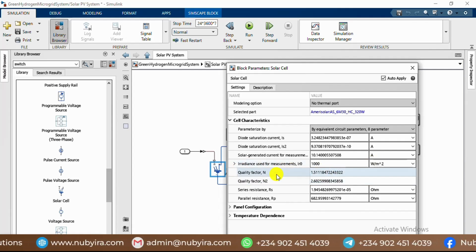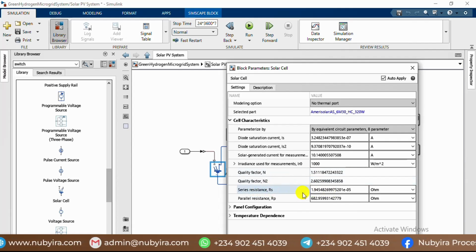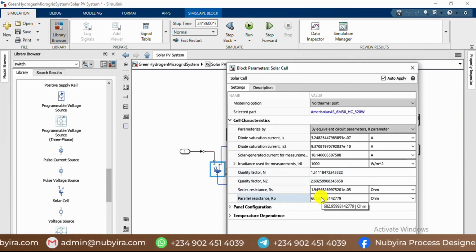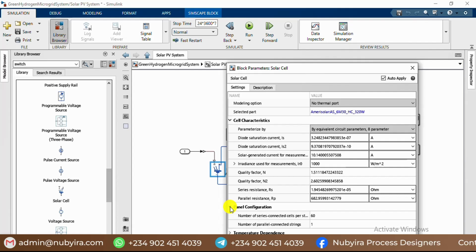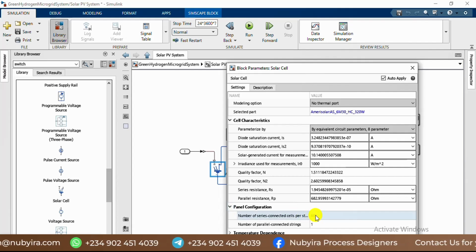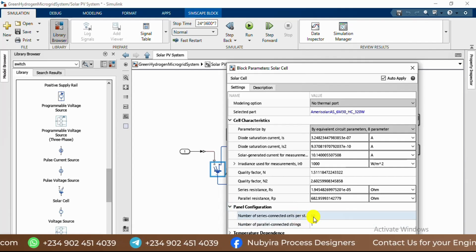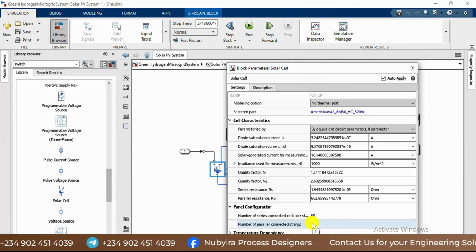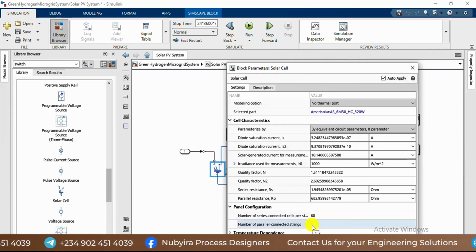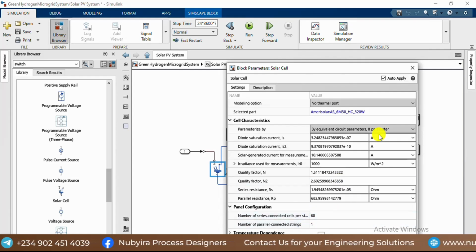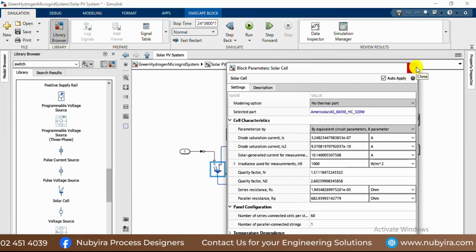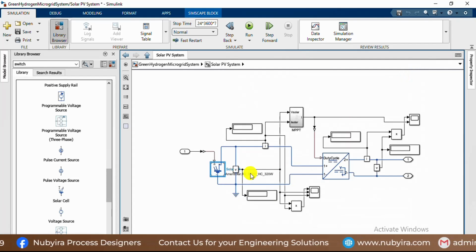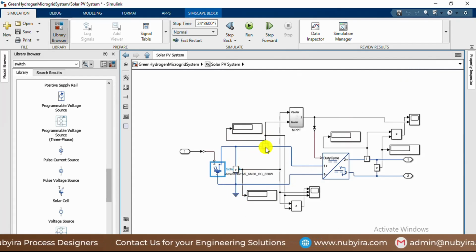Then you have the quality factors, the series resistance and the parallel resistance of the PV array. Then you have the number of panels that you connected. This one is 60 in series, just to stabilize the voltage. You have one in parallel, so everything is just 60 in series. Then other parameters are specified as follows.